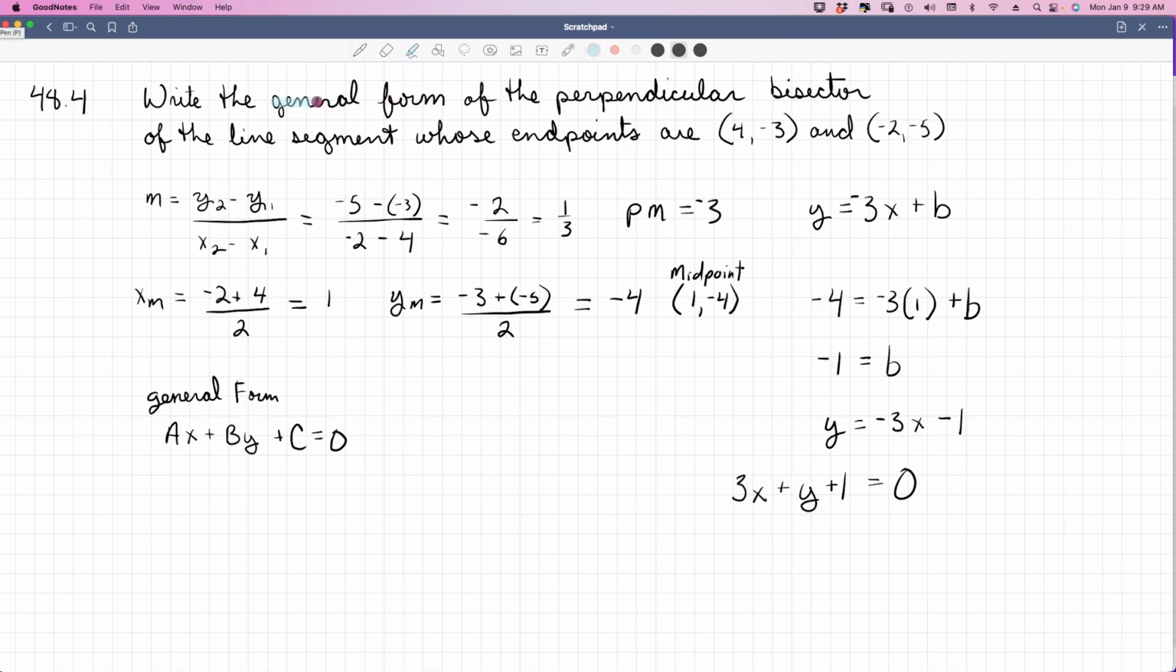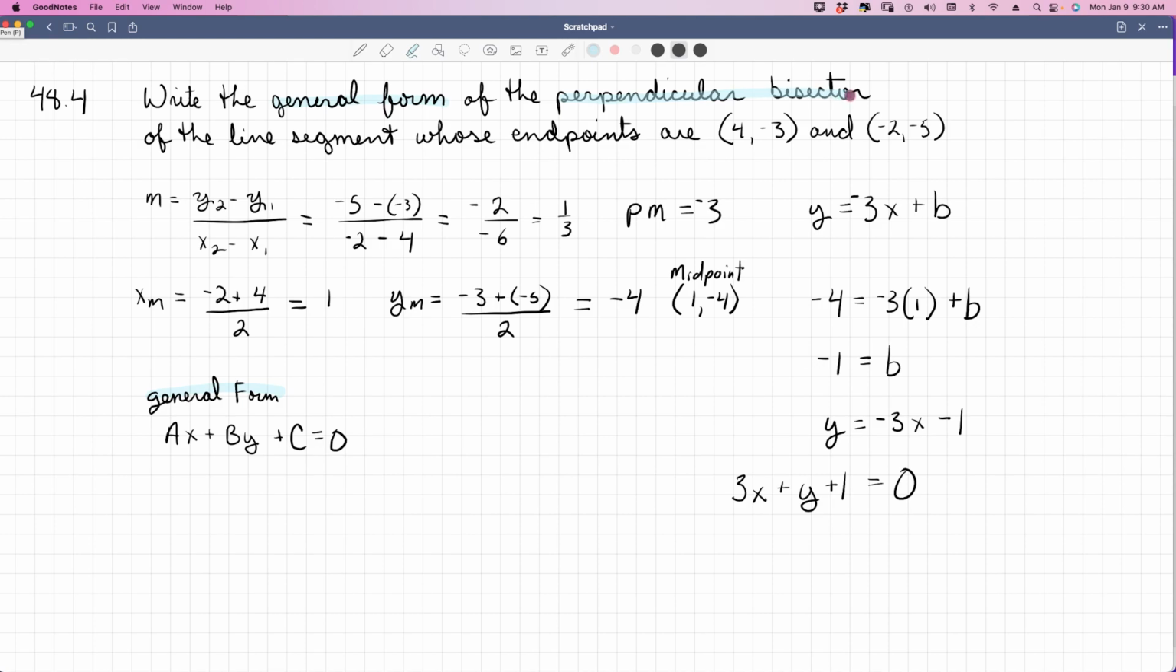So first of all, it says general form. So we have to remind ourselves what the general form is, and that's right down here. The general form is ax plus by plus c. This is your x term, your y term, and this is going to be your plus b, right? Your plus b, or your y-intercept is the c. That's what that represents. So we also need to find the perpendicular bisector.